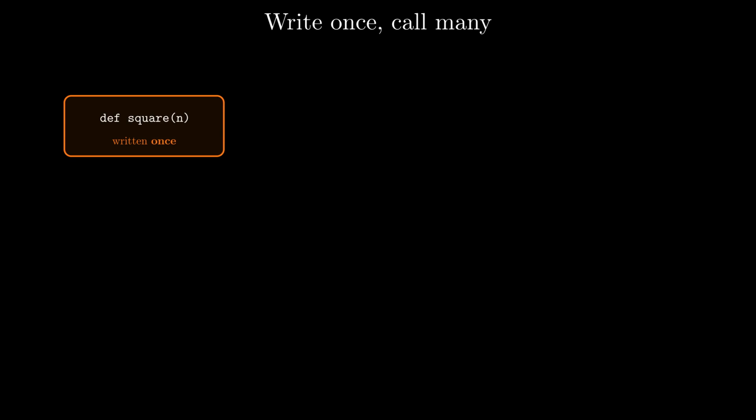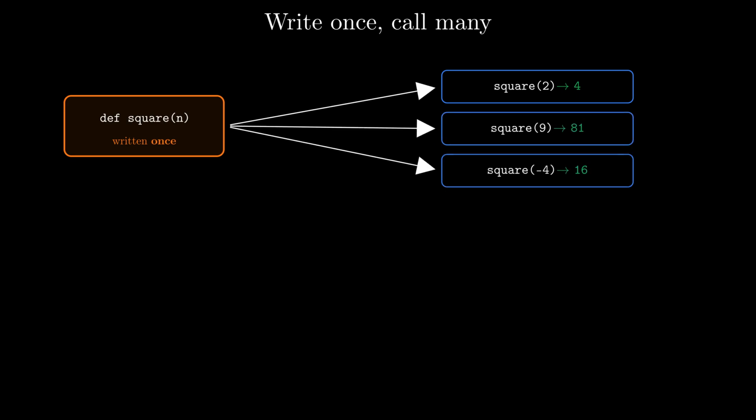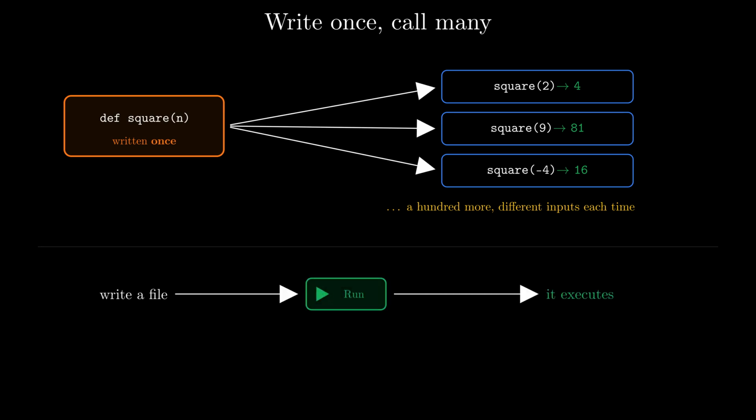You write the code one single time, then call it 100 different times later in your program, each call with different inputs producing different outputs. One definition, endless reuse. Think about writing a whole file of code. Typing those lines does not run them. Nothing happens until you press the run button. A function works the very same way. Writing the definition does not run it. You have to call it to make it go.